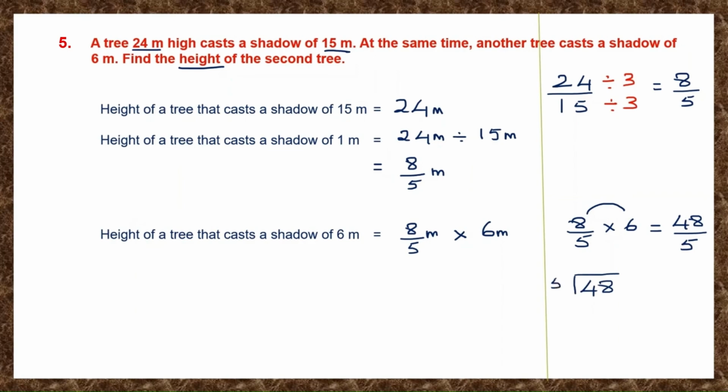Let's do it here. 48, so 5 nines are 45, minus, 3. Now I can continue my division by putting a point, carry that point up, put a 0, bring that 0 down. Now I have 30. 5 sixes are 30. So we have finished our division there. So what do we have there? 9.6. We've got 9.6. So the height of the second tree is 9.6 meters.